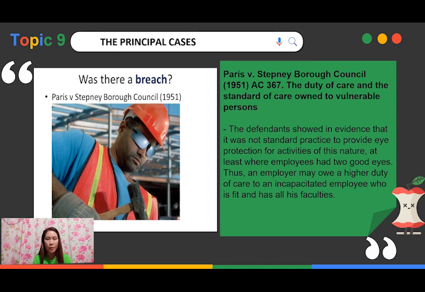So in this case, involving a one-eyed workman, an employee in vehicle maintenance, while hammering a metal particle, he accidentally hit his eye, resulting in total blindness.